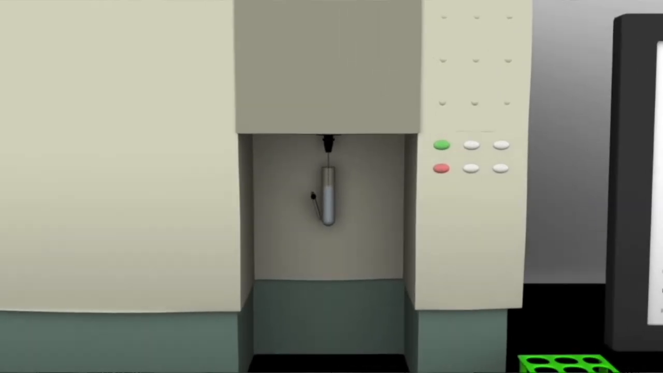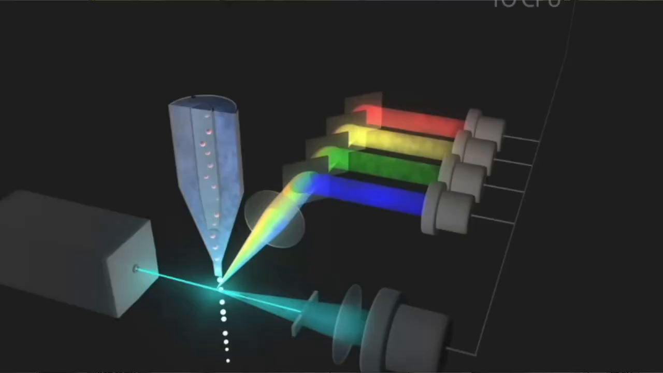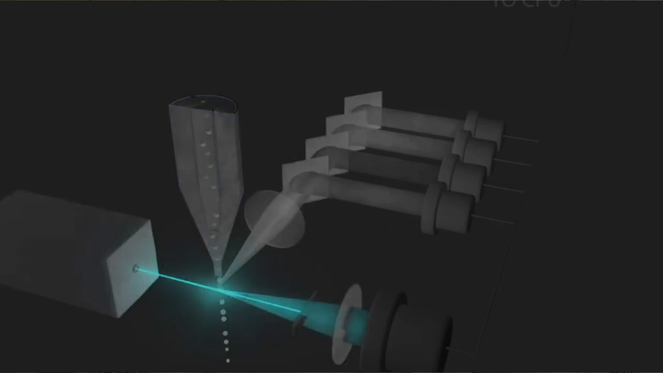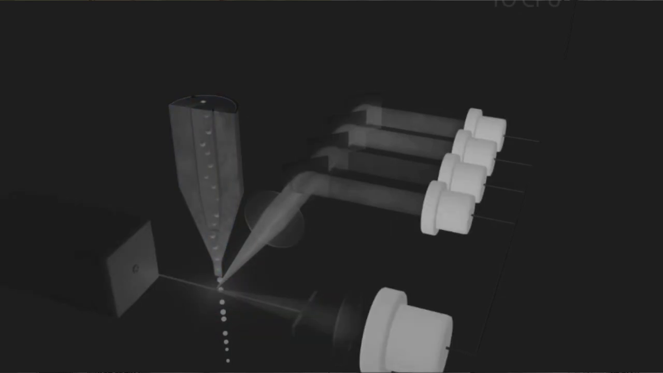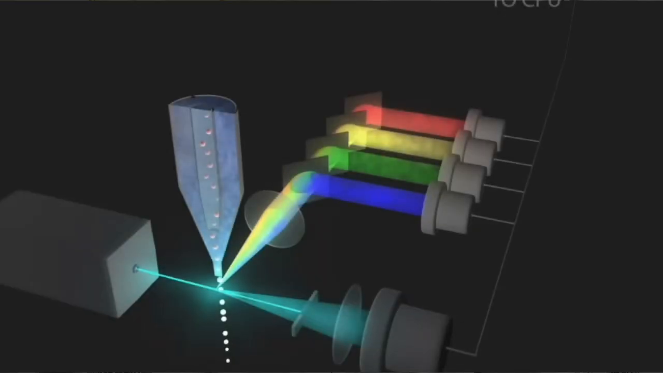So how does it work? Simply, the first step is sample preparation, right? Cells or particles that are suspended in a fluid can be used for flow cytometry detection. They are often stained with fluorescently labeled antibodies or dyes that bind to specific proteins or cellular components.